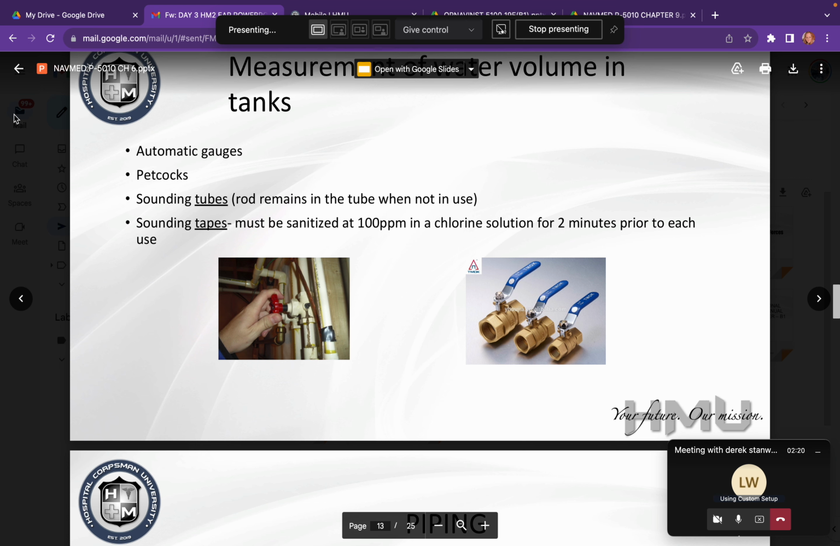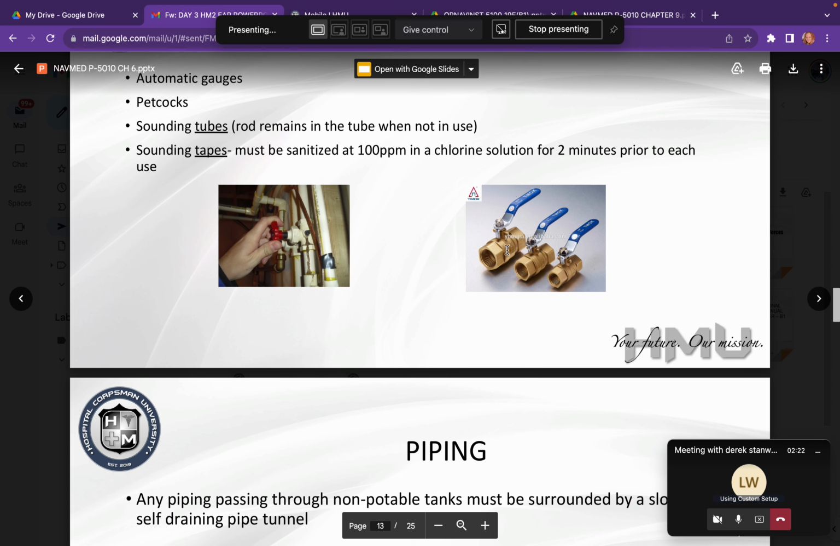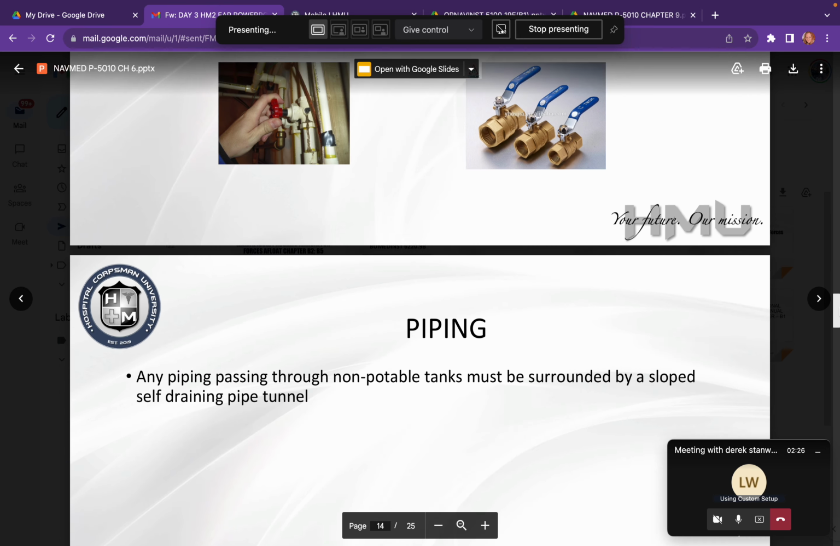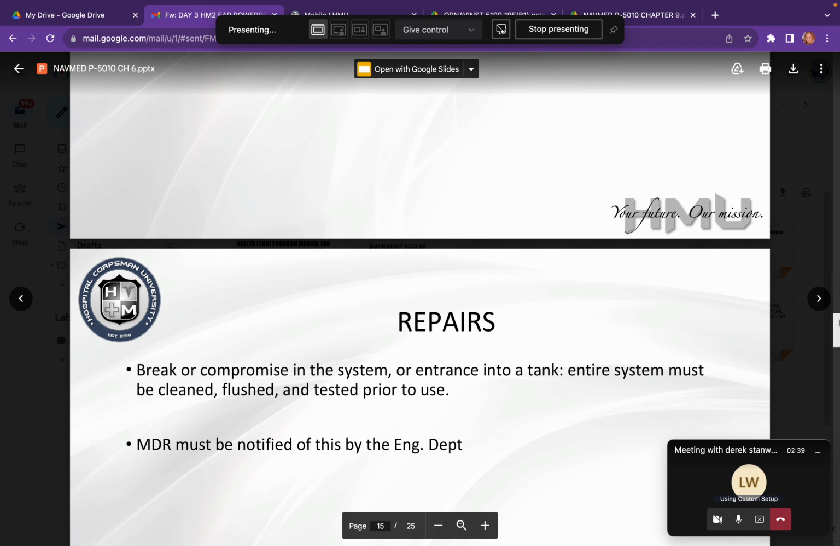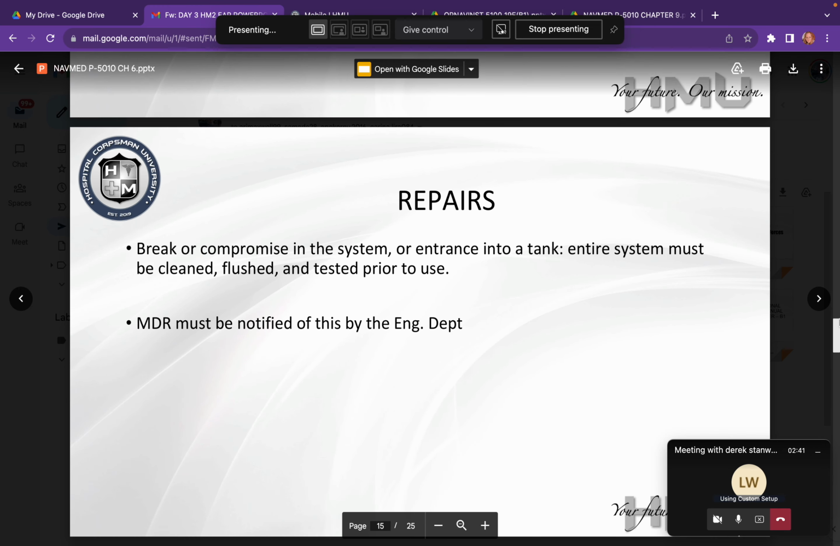Piping. The piping passing through non-potable tanks must be surrounded by a sloped, self-draining pipe tunnel. Which they have it up. Repairs. Breaks are compromised in the system or entrance into a tank. The entire system must be cleaned, flushed, and tested prior to use. The MDR must be notified of this by the engineering department, and any compromise should probably secure those lines.